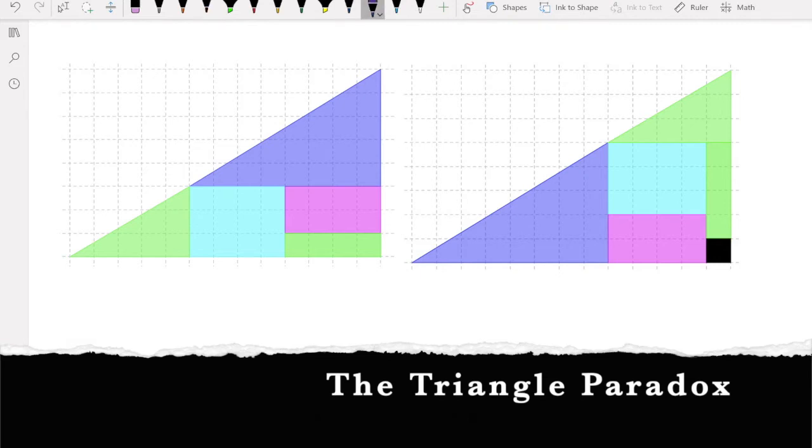Yet, you have something missing. This one here has one extra little square there. So let's take a closer look at this.